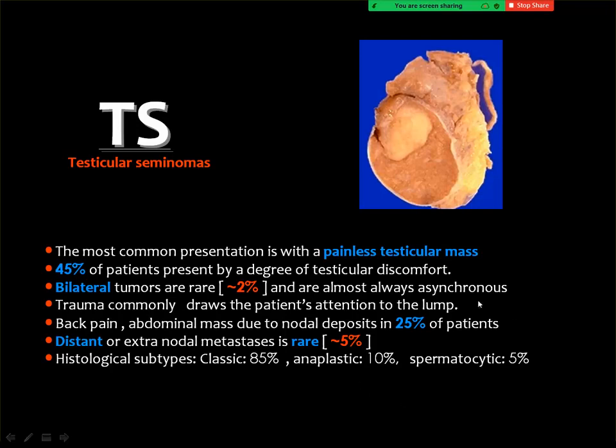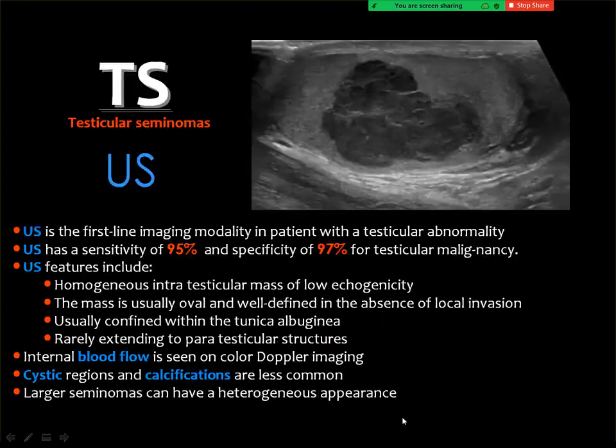Trauma may draw the patient's attention to the presence of a testicular mass. There may be back pain, abdominal mass due to lymph node deposits. Distant metastasis and extranodal deposits are rare. There are three subtypes of seminoma: the classic type, which is the most common, anaplastic type, and spermatocytic type, which is the least common. This is the appearance of seminoma on ultrasound, a focal mass within the testis.